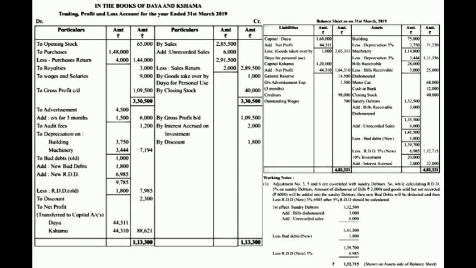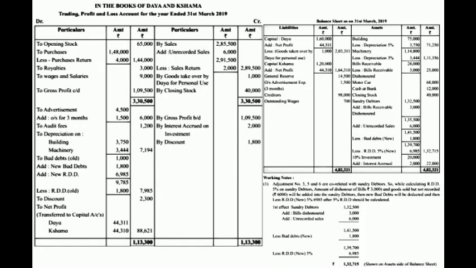Now it's an adjustment. That means we have to pass the second effect. Now children, 2,000 is my income. So income always appears in the profit and loss account credit side. So we can see the second effect in the profit and loss account credit side, interest accrued on investment 2,000. So we had these two effects. First effect, add to investment, and second effect, P&L account credit side.